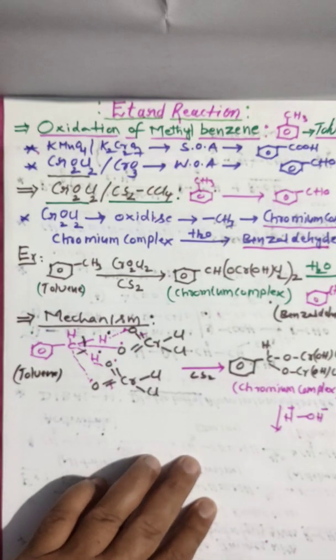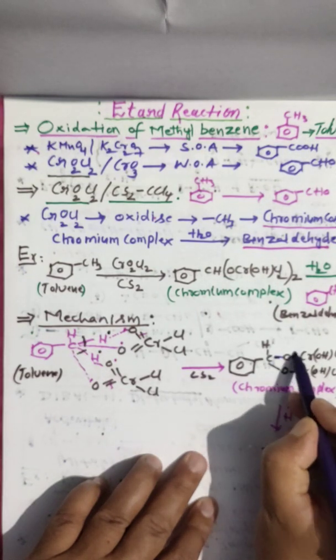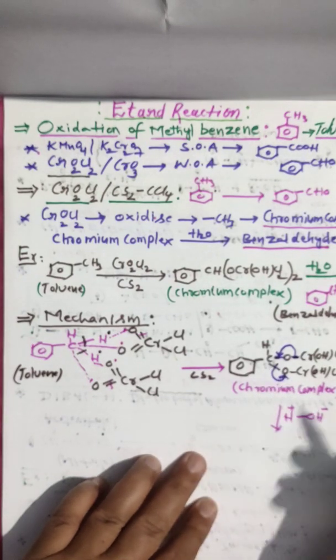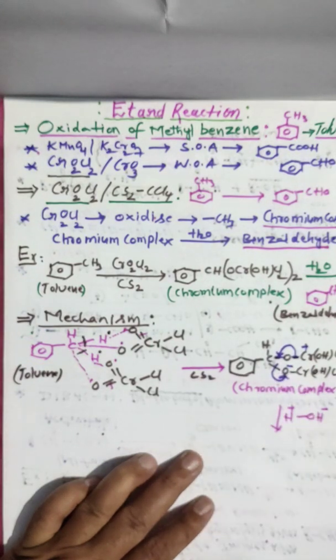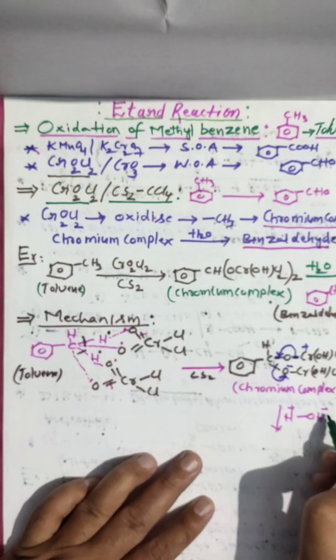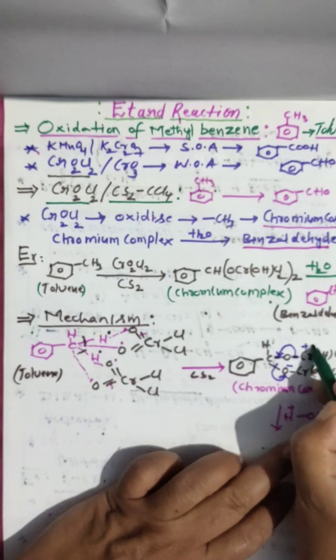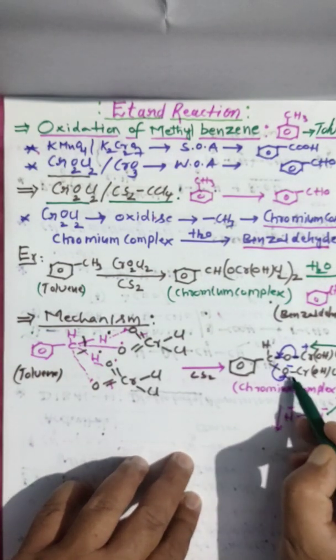Look here, bond breaking in water. This oxygen-chromium bond is shifted to here, and this bond is shifted to this oxygen. Then chromium becomes plus, this oxygen becomes minus. Clear? Now check. Here we have minus. This minus will be attacked by this plus. And here we have plus and here minus. This will be attacked here.